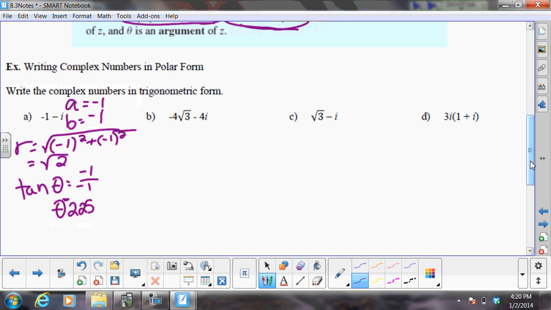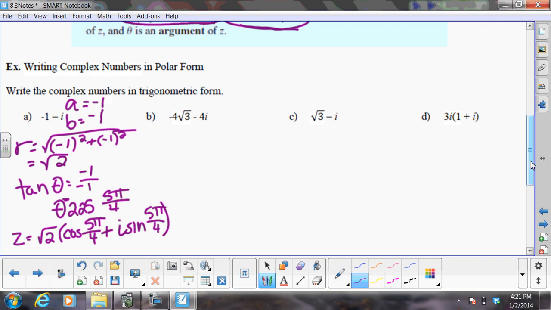So our complex form is radical 2, parentheses, cosine 225, which is 5 pi over 4 in radians, 5 pi over 4, plus i sine 5 pi over 4. That is our complex number in trig form.